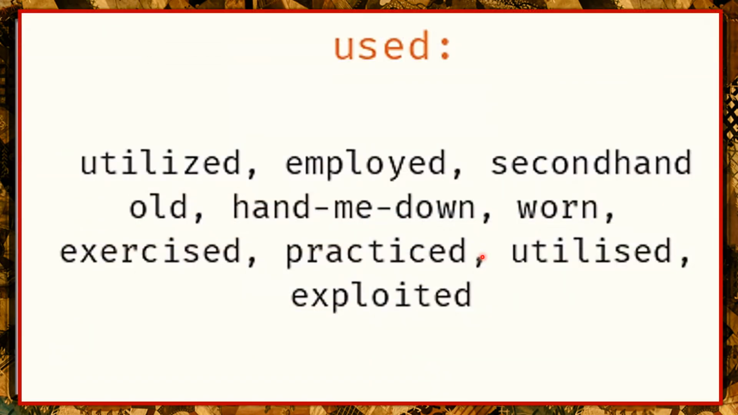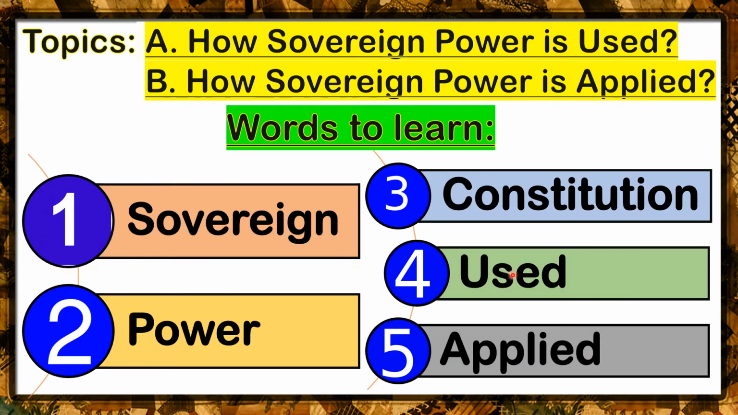Next word, used. Use means to utilize, employed, secondhand, old, hand-me-down, worn, exercised, practiced, utilized, exploited. So let us get the words exercise and practice and utilize. It means class, use or how to exercise it or how to practice it. We use it, we practice it, and we utilize it.